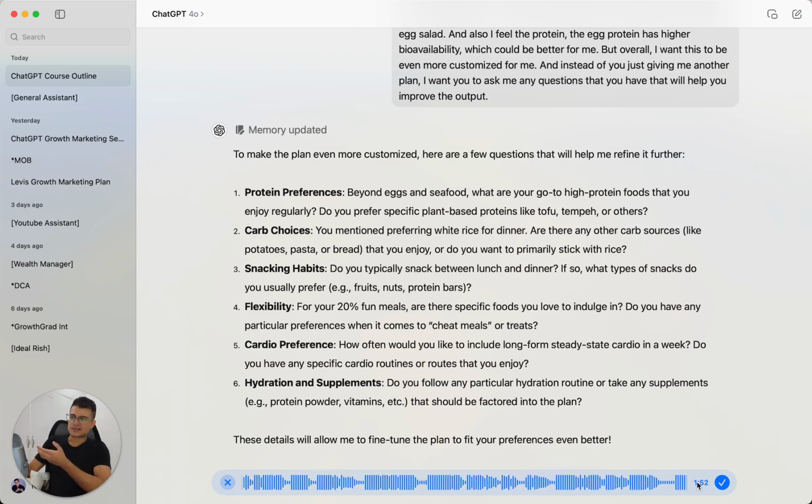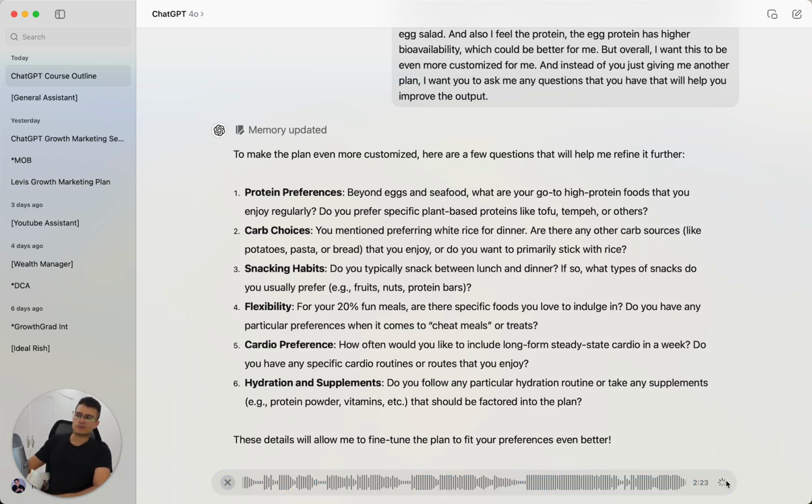I love the flexibility, but my cheat meals are not ice cream or pizza or anything. They're typically just like nuts, which are high fat, but I like nuts. And those could also be good snacks, but sometimes I would overdo on nuts, which becomes a cheat. Cardio preference, yes. Long form steady state is good. I love walking. I do 10,000 steps a day, almost every day. Hydration, yeah, multivitamins sometimes if I feel I haven't had enough veggies, but otherwise not a big fan of any fancy products for hydration. I love coconut water.